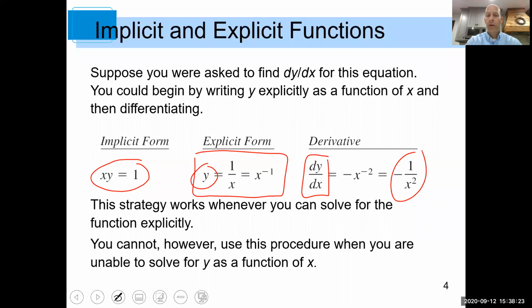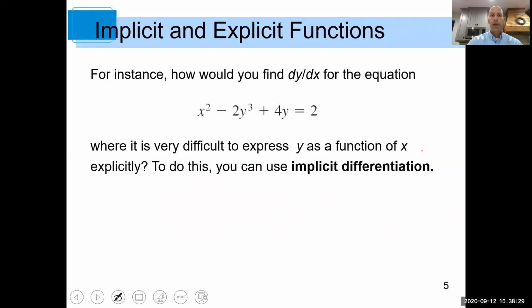You cannot, however, use this procedure when you are unable to solve for y as a function of x. Consider the following equation: x squared minus 2y to the third plus 4y equals 2. How would you find dy dx of this equation? It's actually very difficult. In fact, I would encourage you to try to write this in terms of y equals and then all the x stuff over here on the right.